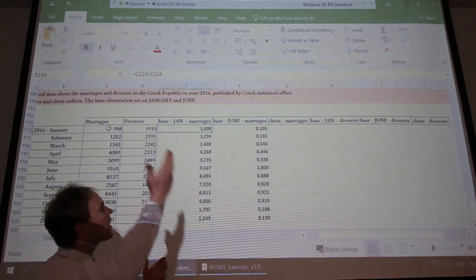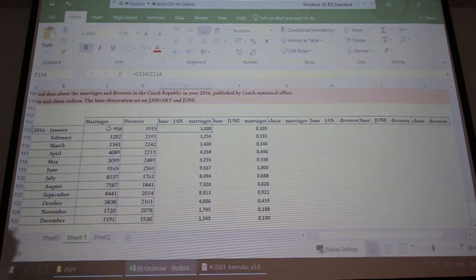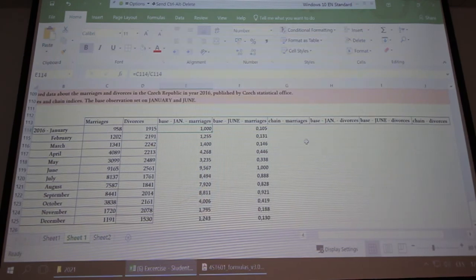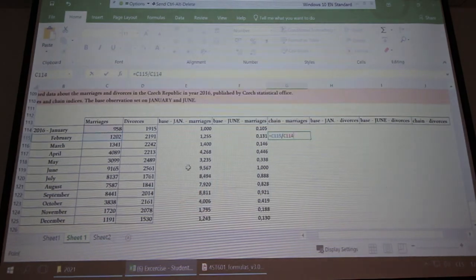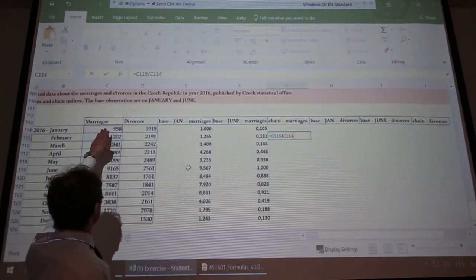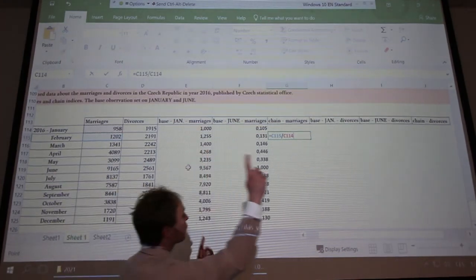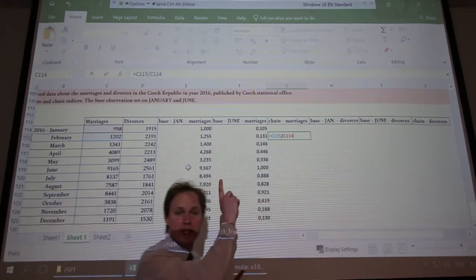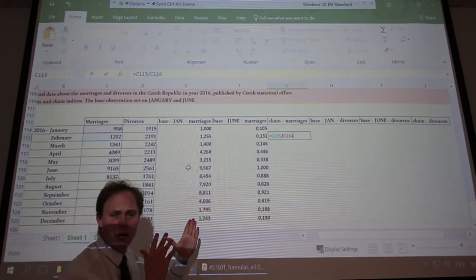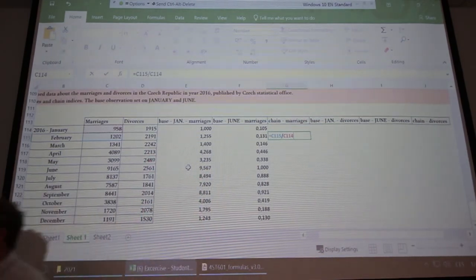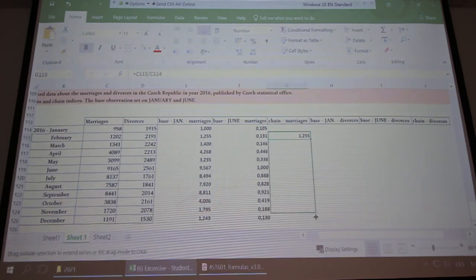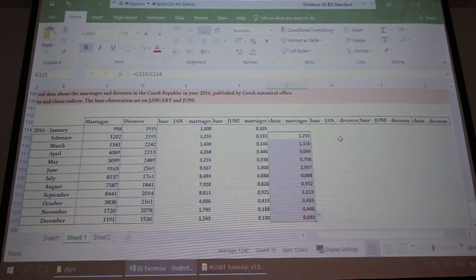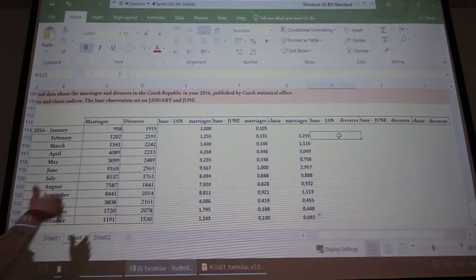And chain indices are very easy because you can see that this is calculated like a simple ratio, this value and this value. These two values without fixation. There is no fixation of the denominator. So please click enter. And interpretation is very easy because it's a comparison with the previous value.